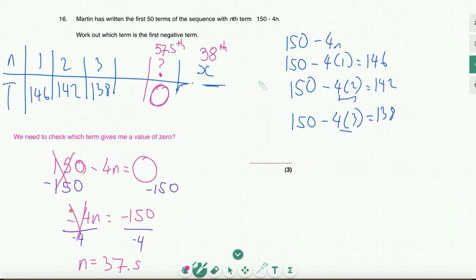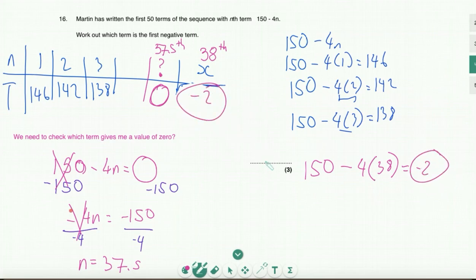So to find out what the 38th term is, we're going to replace n with 38. What does that make? 150 minus 4 multiplied by 38 gives us -2. Yep, and that is going to be the first negative term, -2.